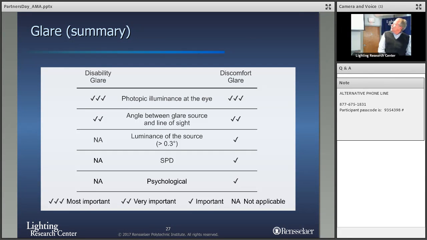So here's the summary for our glare. Photopic illuminance at the eye matters. How much radiation is at the cornea?